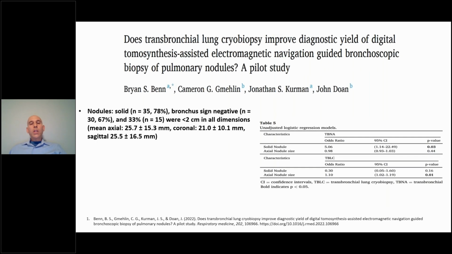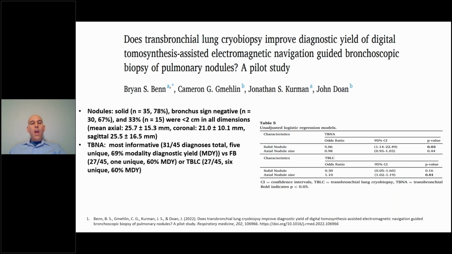We also wanted to say, well, is there anything else that we could do to help improve our diagnostic yield beyond our traditional biopsy tools? So for this publication, we took a look at the characteristics of the nodules, as you can see here: solid, bronchus sign negative, less than 2 centimeters in all dimensions, and grouped them out. And then we really wanted to look at what the different biopsy tools add.